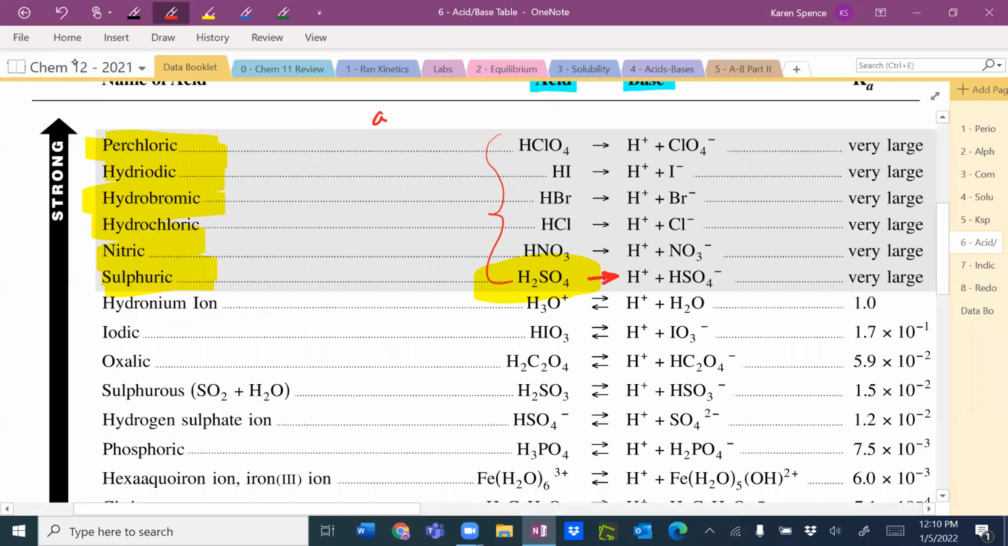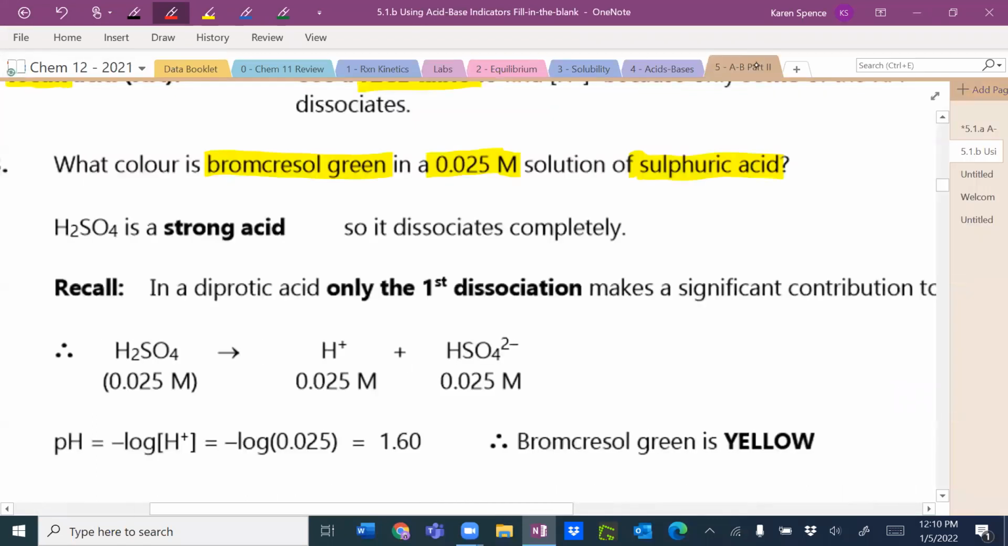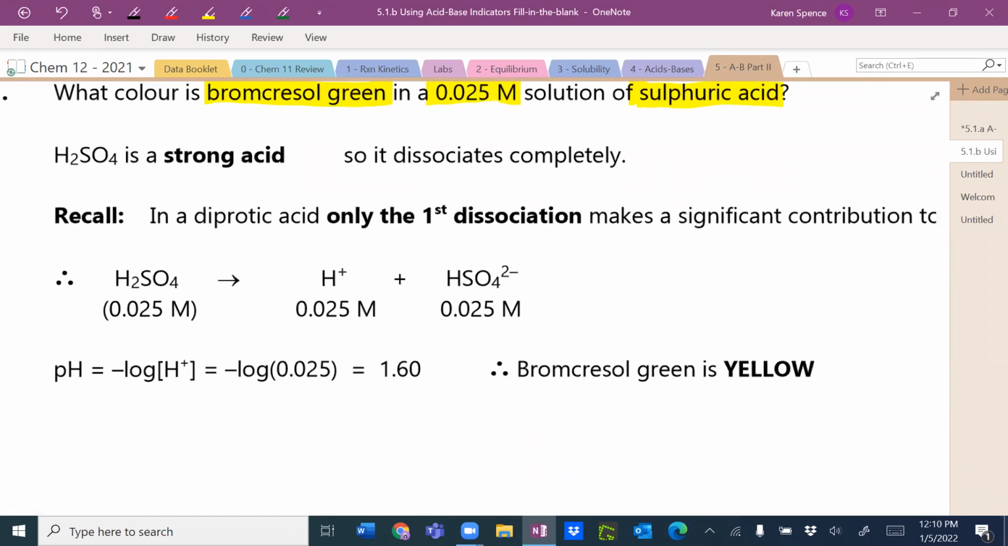Oh, wrong button. There we go. So this is one of those ones where this dissociates and it gets all used up and it produces the exact same concentration of hydrogen. So we have none of this left. This is all gone. And all we have left is the H+ and the HSO4-.